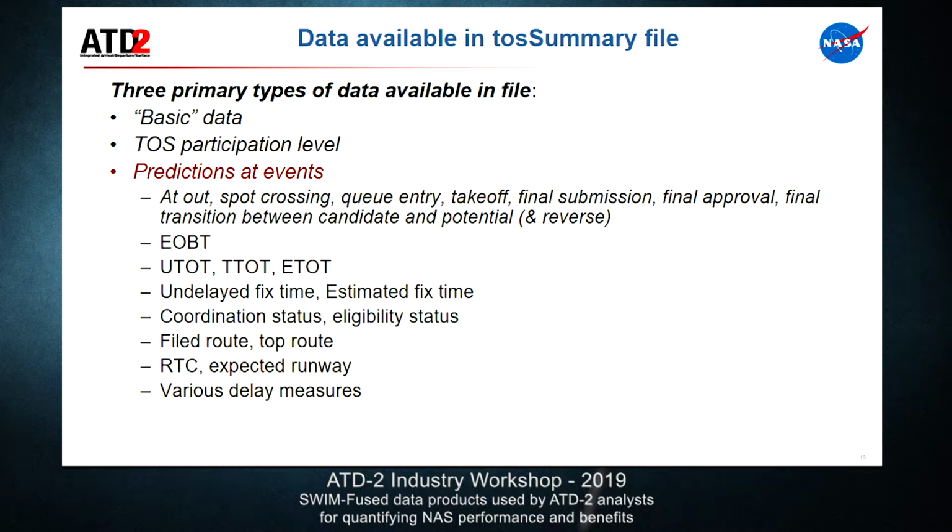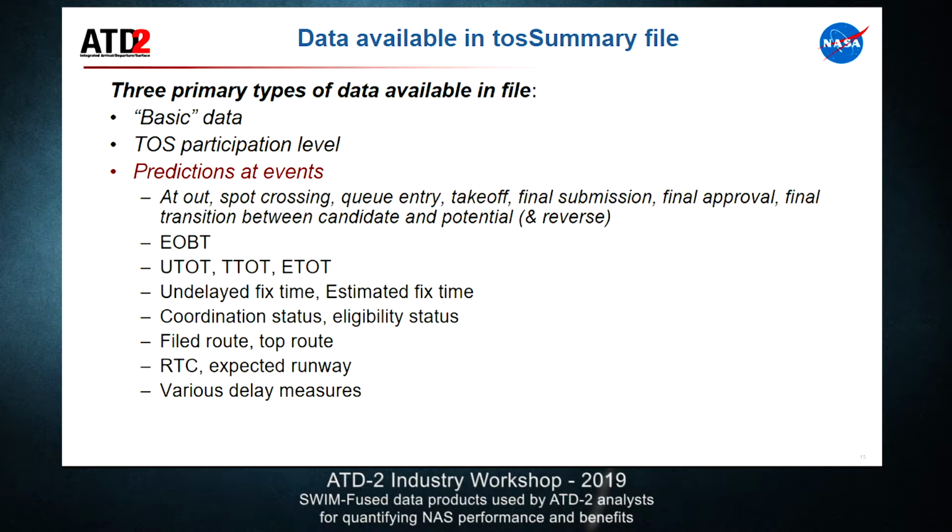At each of these milestones, we capture the so-called coordination status, and that's whether this TOS route has been submitted or whether it's been approved or whether it's been refiled. So we can see, as the flight progresses, where in its life cycle these different things happened, rather than whether it ever happened. Then there's eligibility status, that's this notion of being a candidate route or not, whether the benefit pool exists.